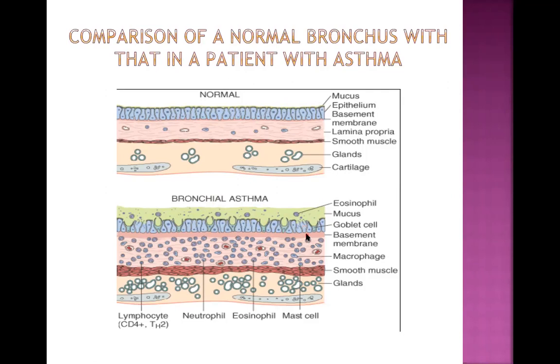Look at the basement membrane. It is also very thick. And look at the deposition of inflammatory cells here. Look at this smooth muscle. This is also thick. And other glands are also hypertrophied and increased in number. So this is why the lumen of the airway in bronchial asthma becomes very narrow.